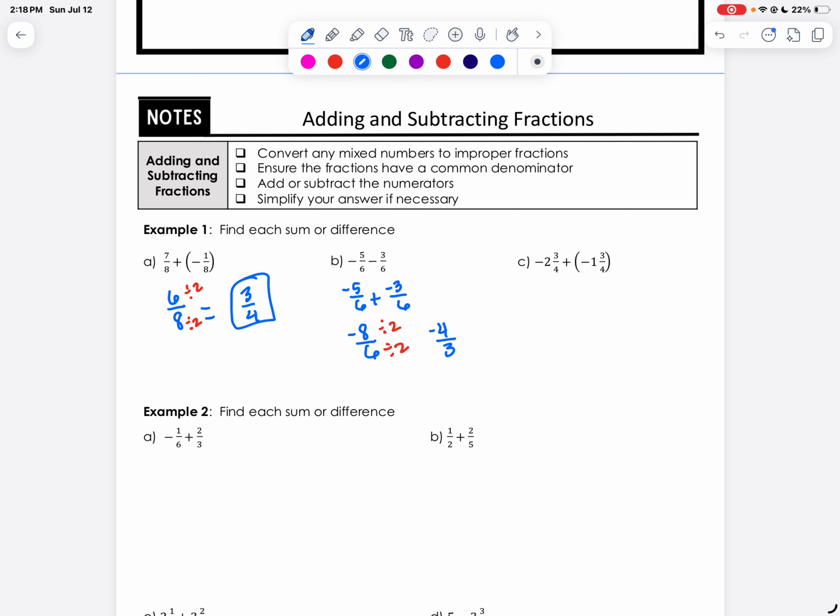-4/3. Now, if we want to write that as a mixed number, we can say 3 goes into 4 one time. 1 times 3 is 3, and we have a remainder of 1. So as a mixed number, this would be -1 and 1/3.